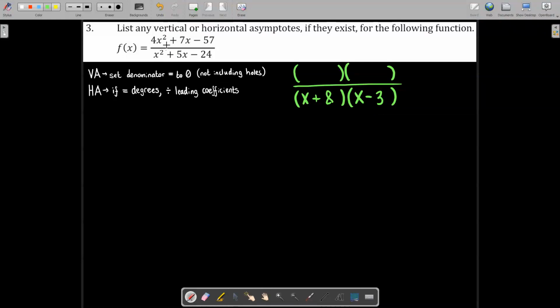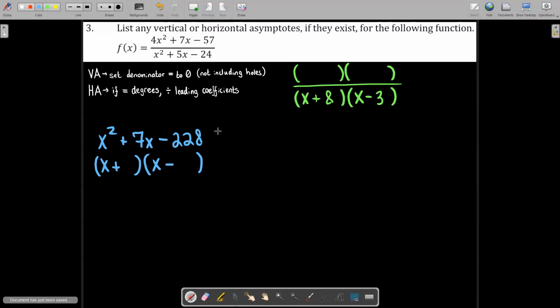In order to factor the top, this is one of the more difficult factoring problems. The a value is greater than 1, so we can't just do the simple trick. We've got to start by multiplying the a value, the 4, times the c value, the negative 57, and then we'll factor that trinomial. So let me just go ahead and write that over here. Okay, 4 times negative 57, you're going to find is negative 228. Okay, so we're looking for 2 numbers that multiply to make negative 228 and add to make 7. One will be positive, one will be negative, since we're multiplying to make a negative number.